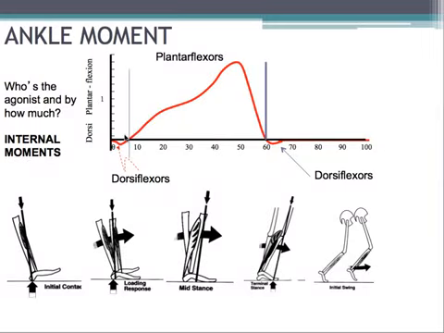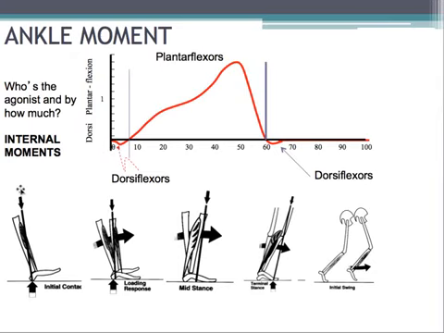So now we're going to look at a typical ankle moment graph. Again, the 0 point on this graph is initial contact. The 100% point to the right is the subsequent initial contact, and 60% marks the toe off point during that one cycle. So from 0 to 60% is the stance phase, and from 60 to 100% is the swing phase. We can note here that the internal plantar flexion moment is plotted as positive on the y-axis, and the internal dorsiflexion moment is plotted as negative.